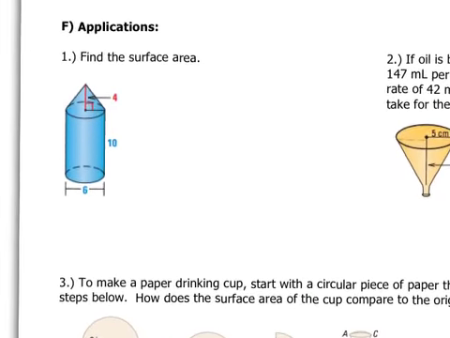Notice this is going back to surface area, so read that carefully. Find the surface area of this composite figure. That means we're taking 2 or more solids, putting them together. Think about this. If surface area is the area of all of the surfaces, what all is involved here? What's one surface in that figure?